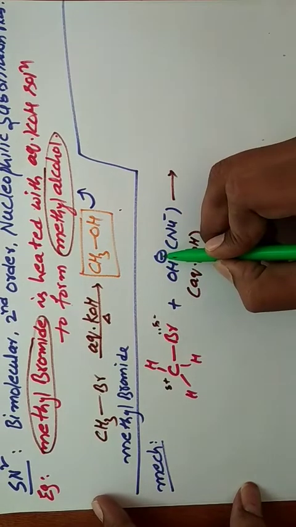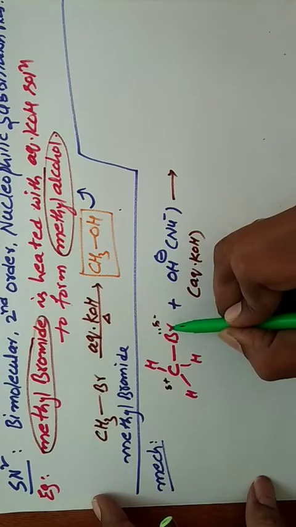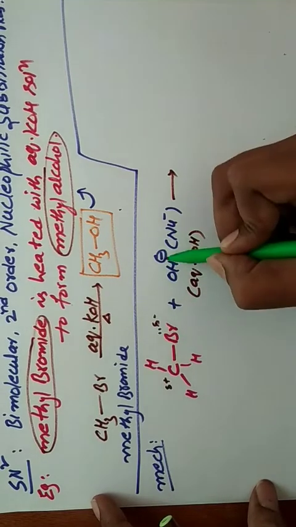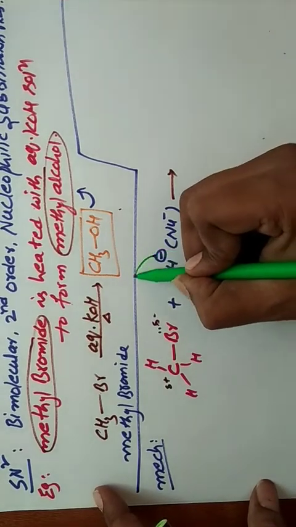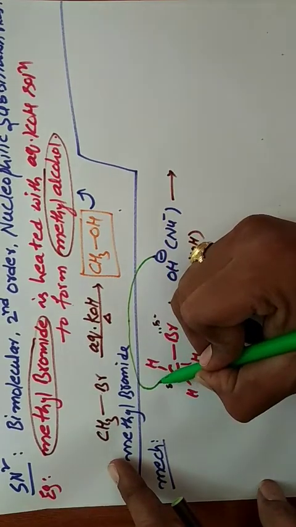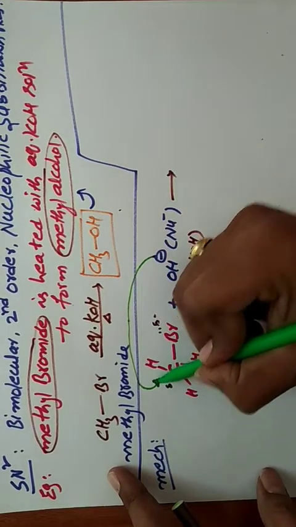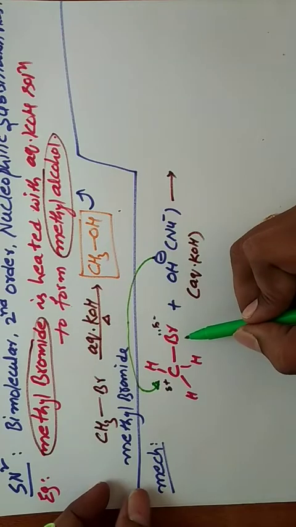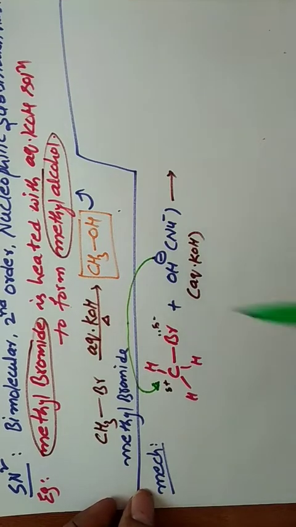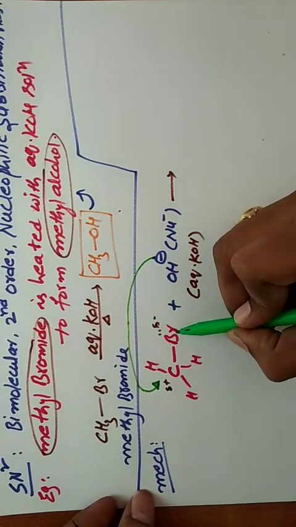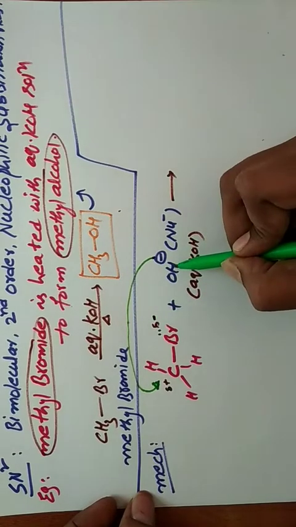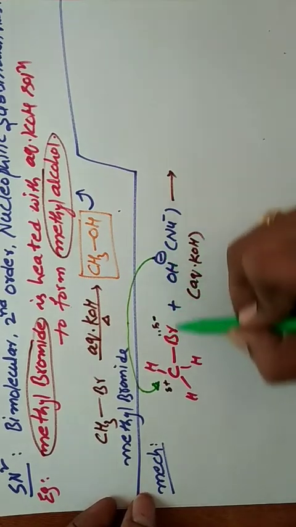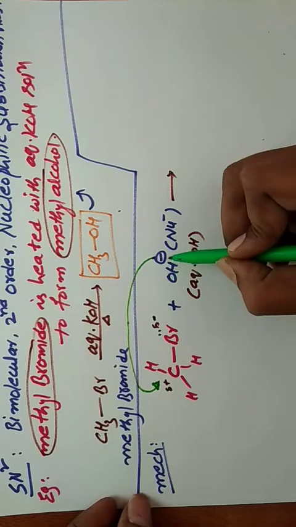The reason: this halogen atom has a negative charge, OH minus ion is also negative, so there is much repulsion. That's why this OH minus ion, that means the nucleophile, approaches the alkyl halide carbon from the opposite side of the halogen atom.